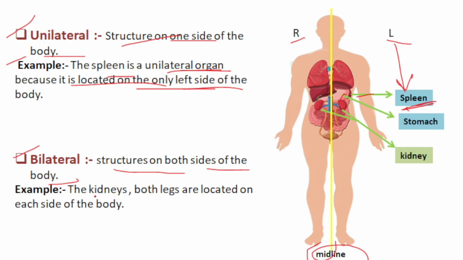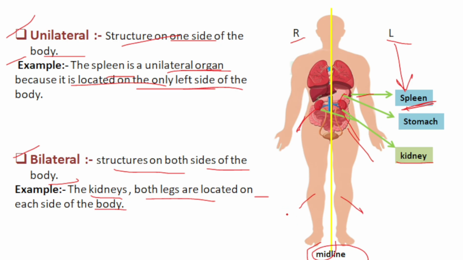And then the example of bilateral is the kidneys and both legs, which are located on each side of the body. You see in this picture that the kidneys are present on both sides of the body. One is on the right side and one is on the left side. And the same, both legs are present.